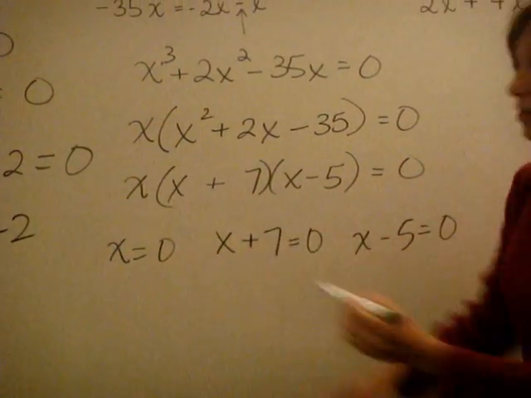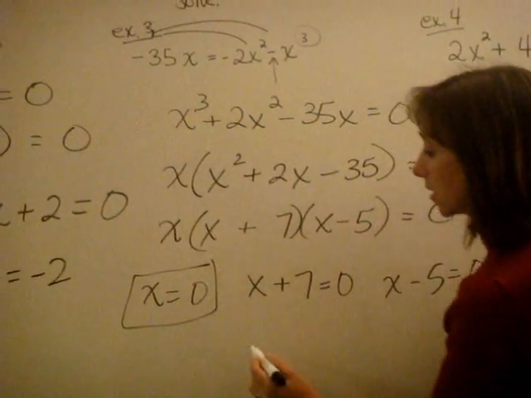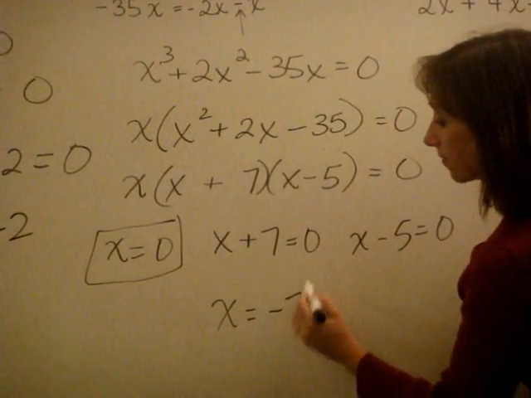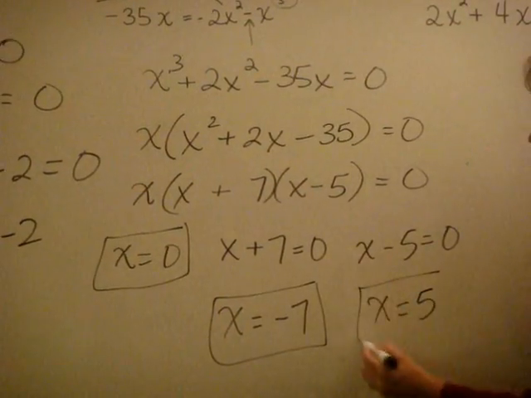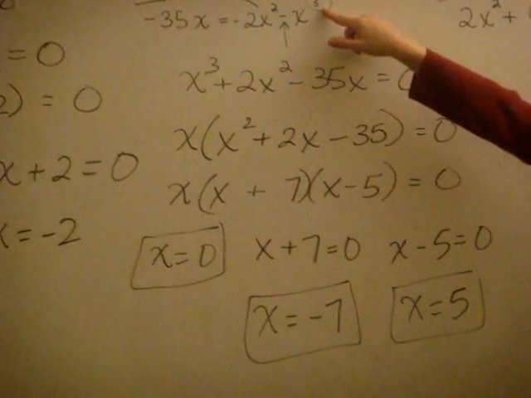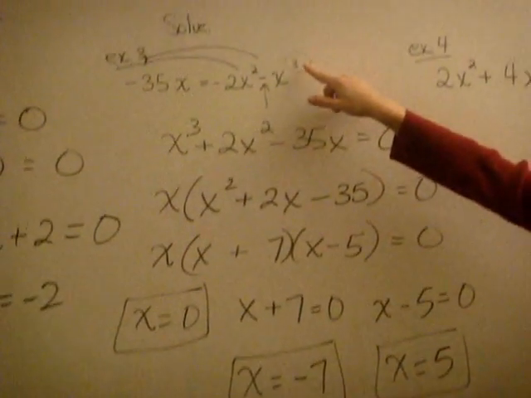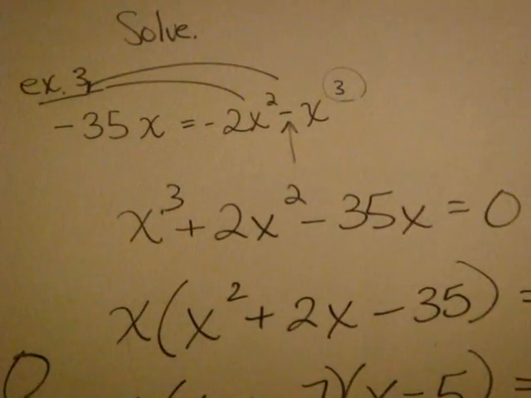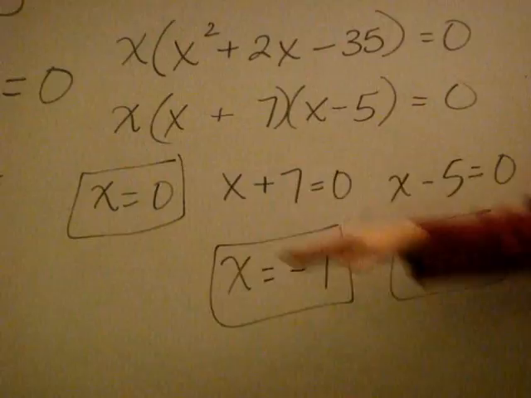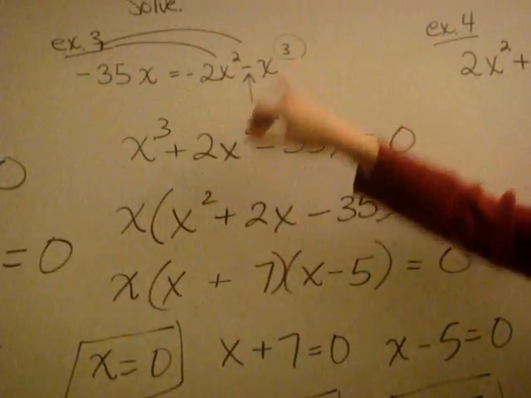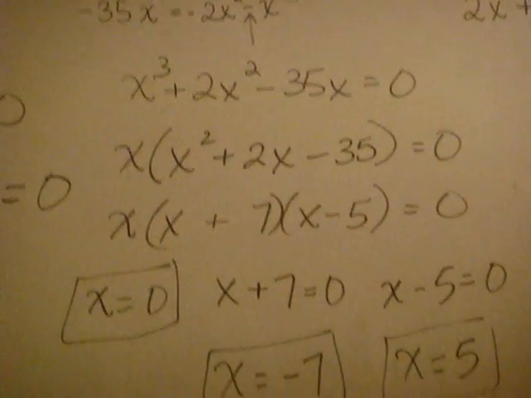This is already solved, so this is one of our answers. We're going to get x equals minus 7, and we're going to get x equals 5. Typically, whatever your highest exponent is, since we have a 3 up here, that's how many answers you get. You might get 2 minus 7s, but if the highest exponent is a 3, you should get 3 answers.